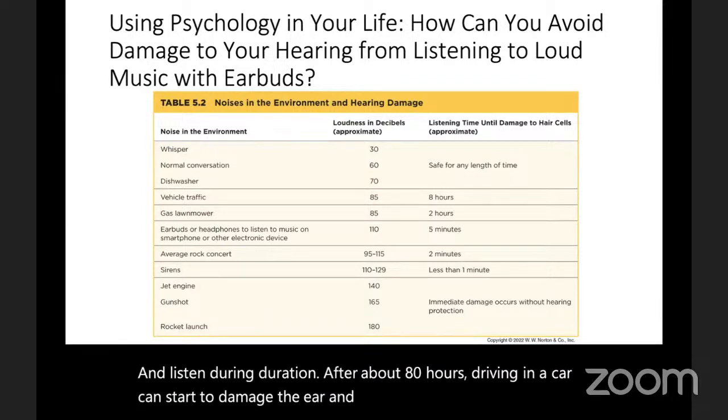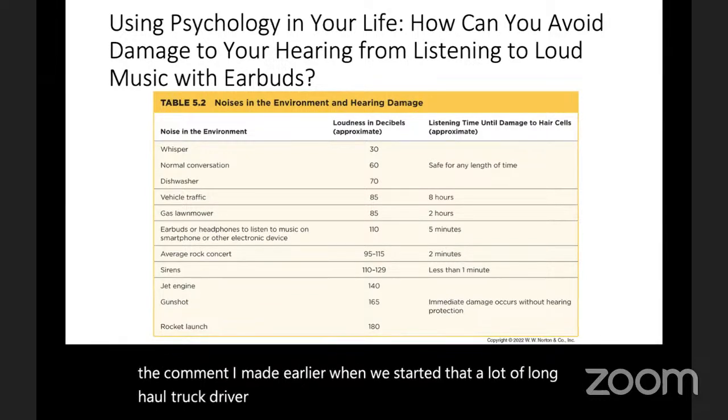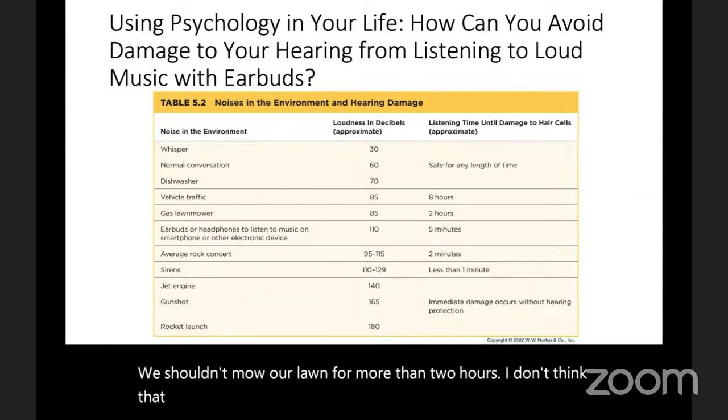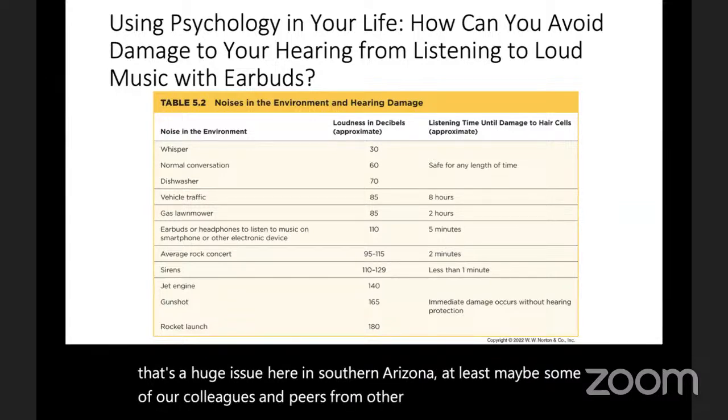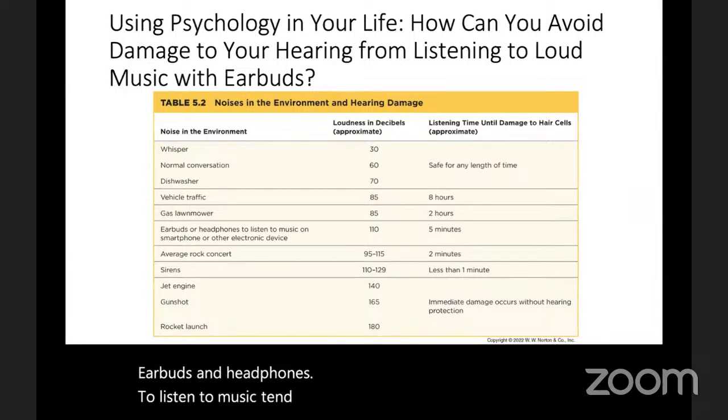And this brings me back to the comment I made earlier when we started, that a lot of long haul truck drivers tend to get damage to their ears because of that constant traffic noise. Okay. We shouldn't mow our lawn for more than 2 hours. I don't think that's a huge issue here in Southern Arizona, at least. Maybe some of our colleagues and peers from other states may have this issue. Earbuds and headphones used to listen to music on a smartphone tend to be at 110 decibels.